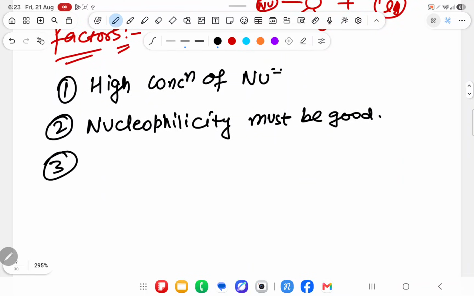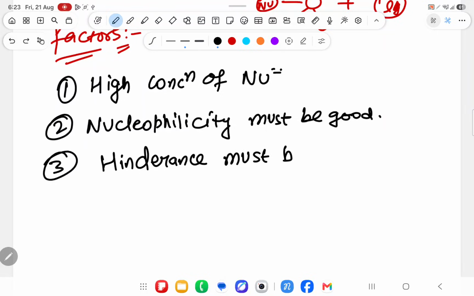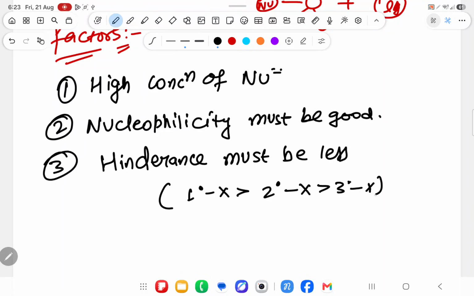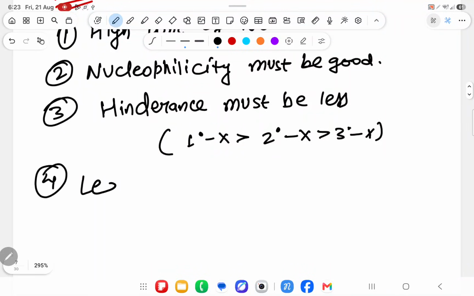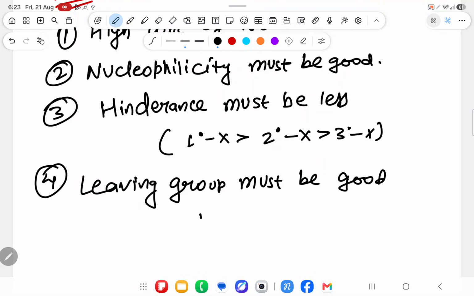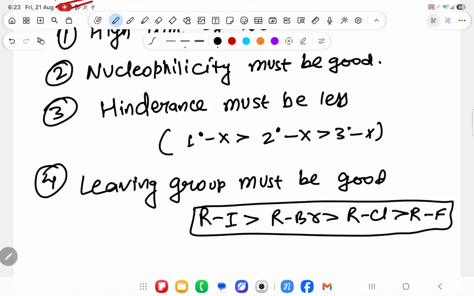Third important point, steric hindrance must be less. Hindrance must be less means 1 degree alkyl halide will do more, then 2 degree alkyl halide, then 3 degree alkyl halide. Fourth important point, leaving group must be good. Means iodide will be very good, then bromide, then chloride, then fluoride. Iodide, bromide, chloride and fluoride are good leaving groups.